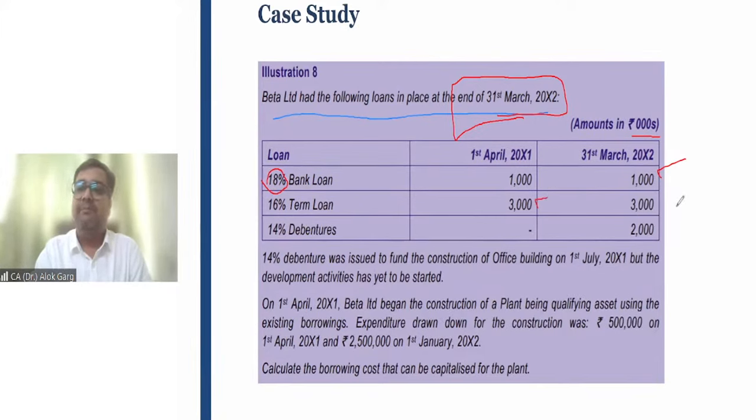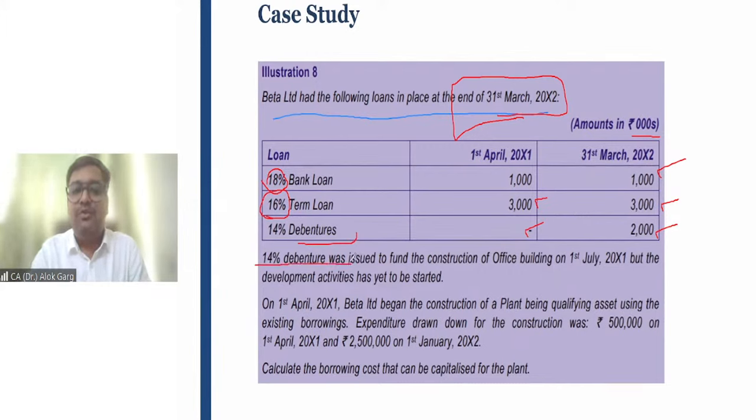The company has another loan outstanding in the beginning and at the end of the year for 3,000. And the rate of interest is 16%. The company has 14% debenture. And these debentures have been issued during the year, because they were not outstanding in the opening; that is why this 14% debenture is outstanding at the end of the year. So the company has three kinds of borrowings for 18%, 16% and 14%, right? And the total pool of fund is 3 + 1 + 2, 6,000. 60 lakh loan pool is there.